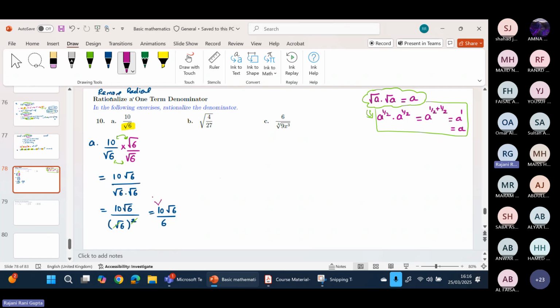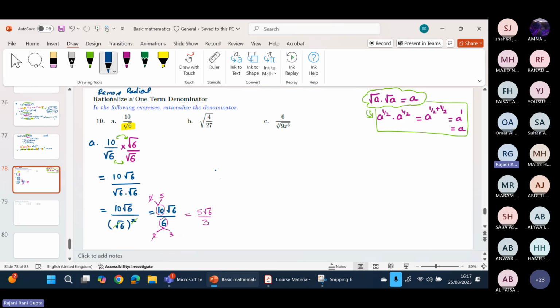So maintain that thing even here. Reduce it to the lowest form. So make the factors for 10, which is 2 and 5. Make the factors for 6, which is 2 and 3. So see, you are actually revising chapter 1 as well. So you can cancel this 2 with 2. So you are left with 5 root 6 over 3. Okay? Clear? Clear. Yes. Oh, good.